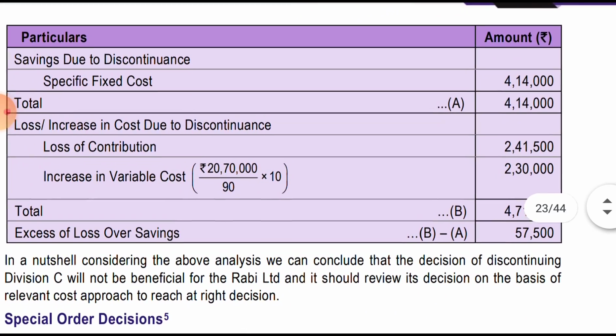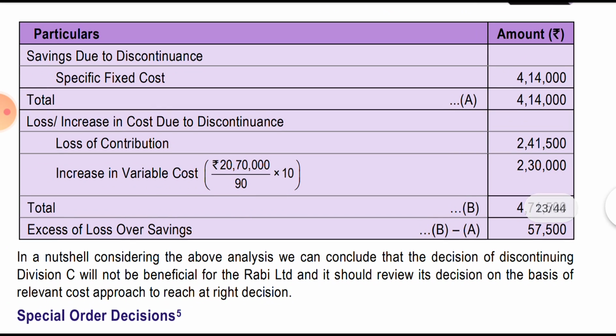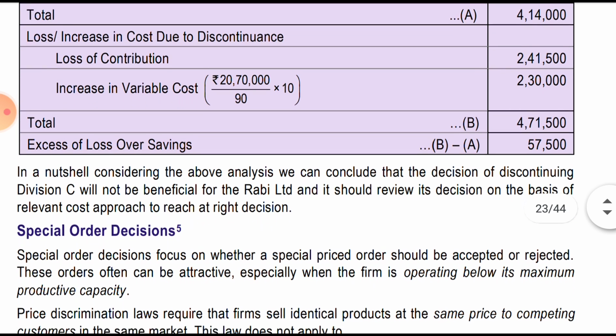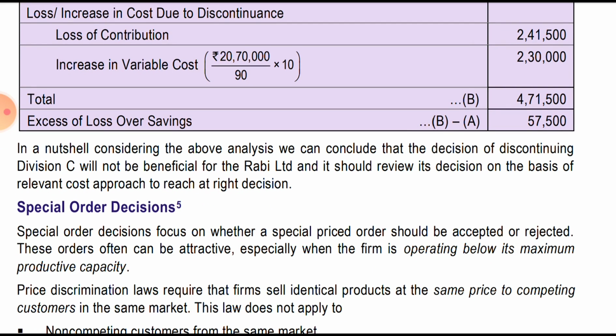So as I said, first we have to write a little theory concept, then prepare a columnar table. Specific fixed cost, this is the saving 4,14,000, and the costs incurred are 2,41,000 and 2,30,000. So there is an excess of loss over the saving, that is 57,500. In a nutshell, considering the above analysis, we can conclude that the decision of discontinuance of division C will not be beneficial for Rabi Limited.